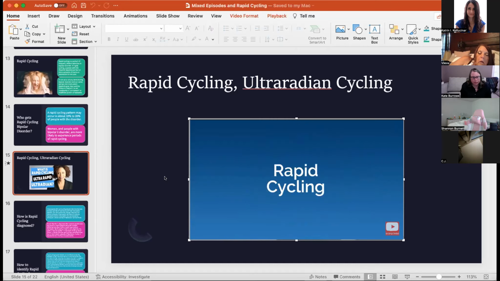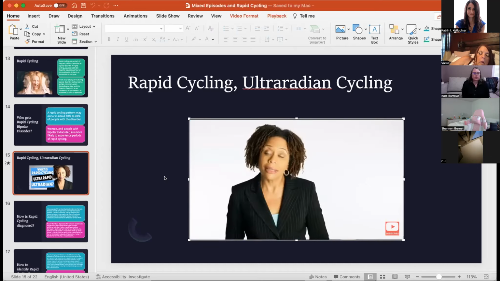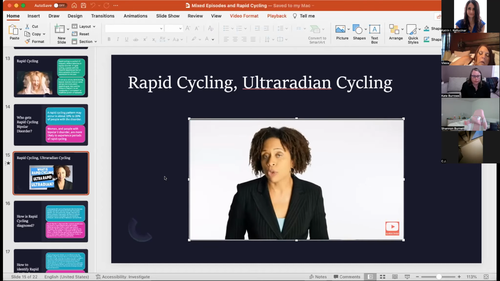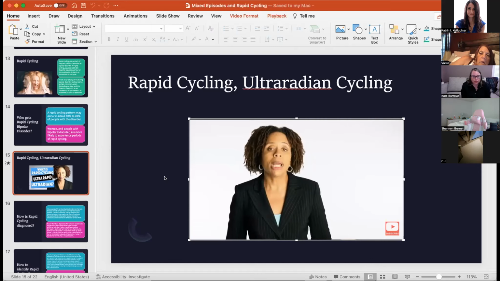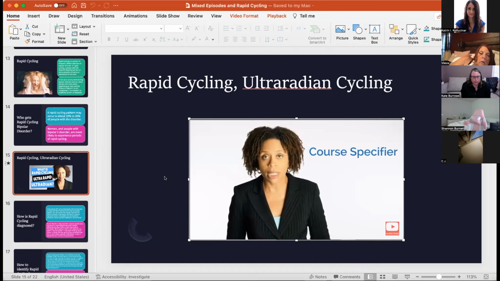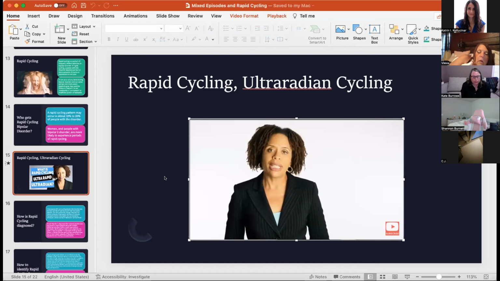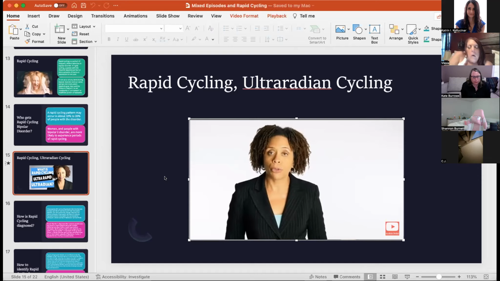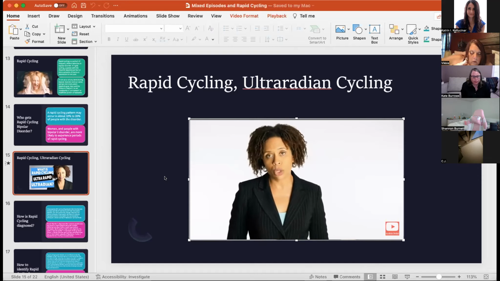Rapid cycling bipolar disorder is thought to happen in about 10 to 15% of people with bipolar disorder and tends to be more common with bipolar 2 than bipolar 1. Rapid cycling is a course specifier. It's not a separate diagnosis. Instead, it's a description added to the end of the diagnosis to further explain how often you have episodes.